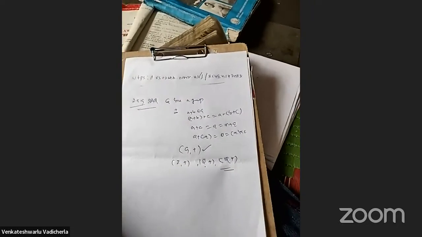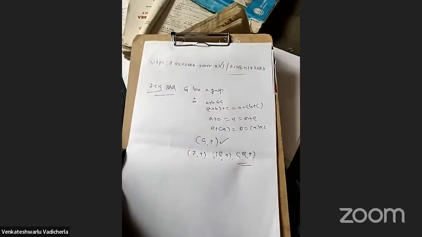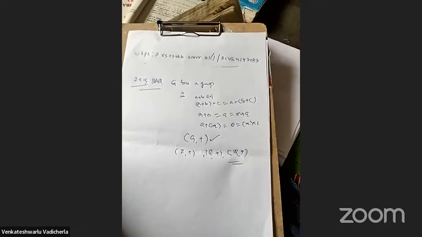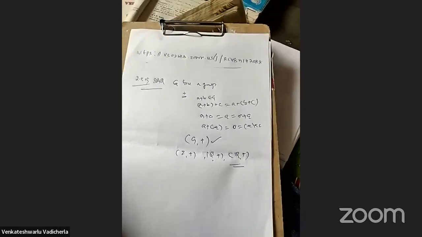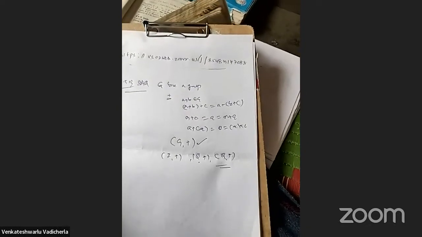Sir, already in my abstract algebra, BROU one group is there, sir. So we can take my mobile number right here. My mobile number is there.